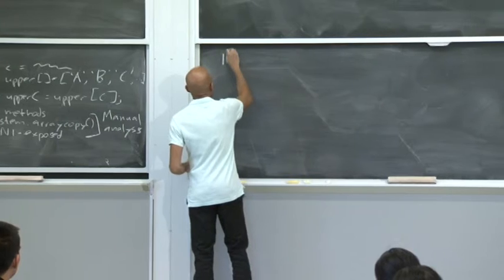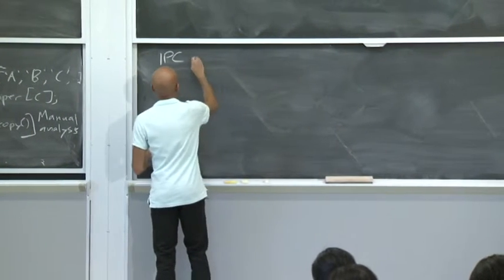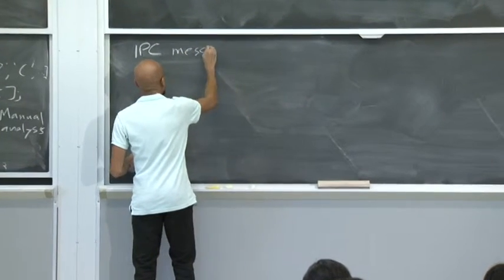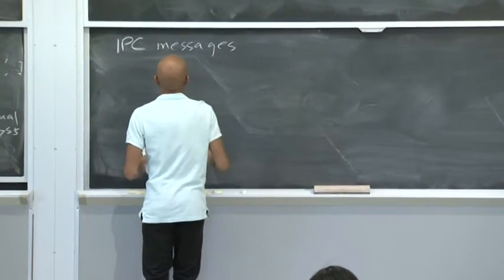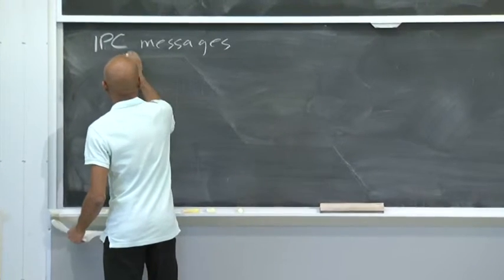So another type of data that we have to worry about assigning taint to is IPC messages. And so IPC messages are essentially treated like arrays.